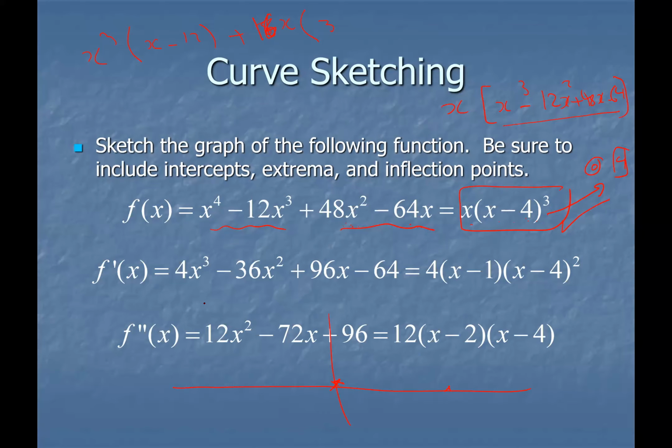F dash of x, when x equals 1 and when x equals 4, f dash, so this is a minimum. And then f double dash when x equals 2 and x equals negative 4. We will see the graph now.